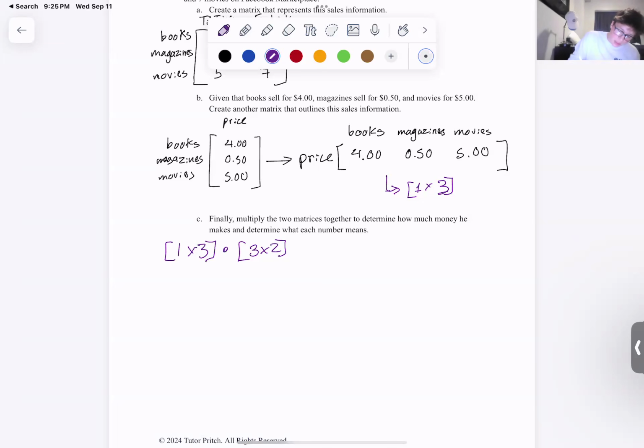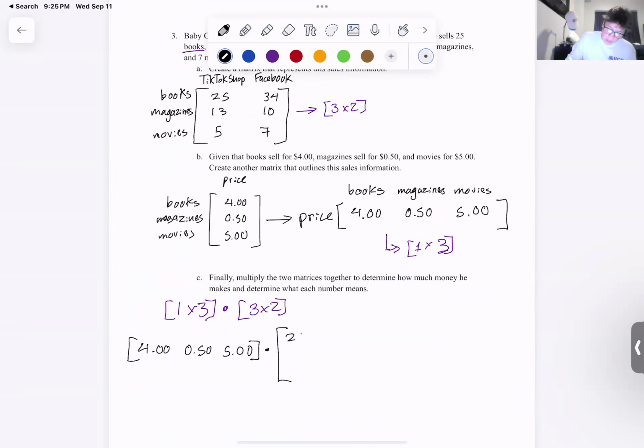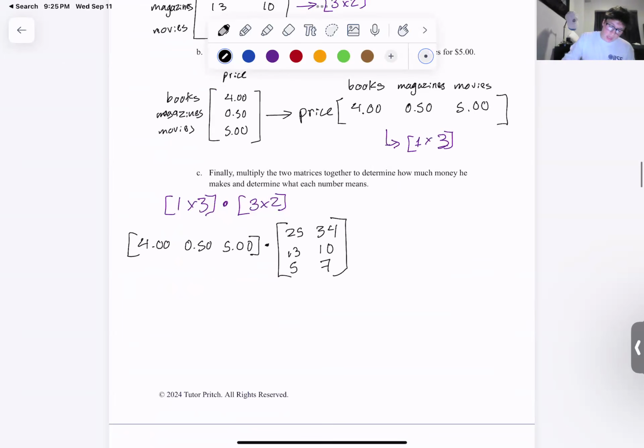1 by 3 times the 3 by 2. Now the insides match. Perfect. So it's going to be 4.00, 0.50, 5.00 times the matrix from above, which is 25, 13, 5, 34, 10, 7. And all I have to do here is matrix multiplication. So for my first one, it's the rows by the columns. So it's going to be 4 times 25 plus 0.5 times 13 plus 5 times 5. And then for my second entry of the resulting matrix, the second column, I mean.